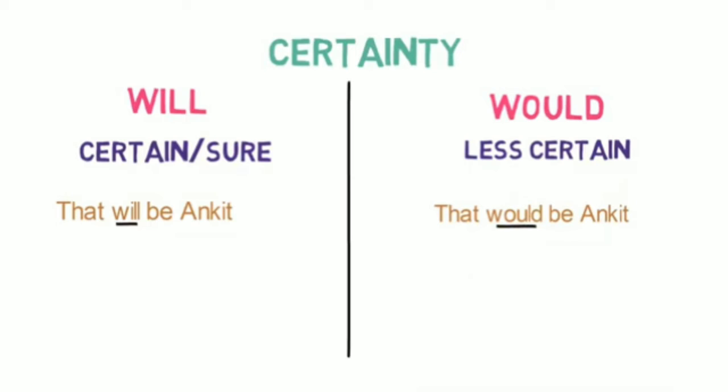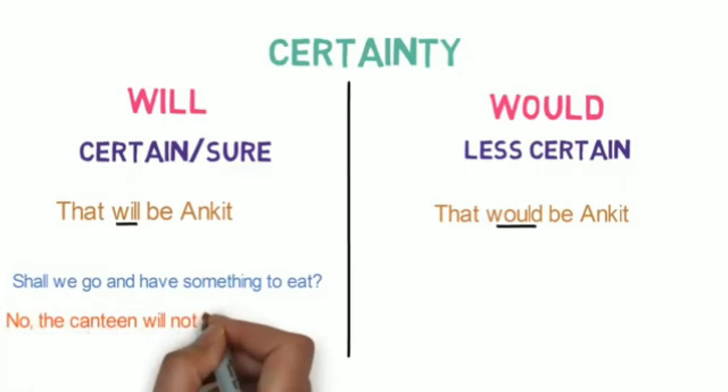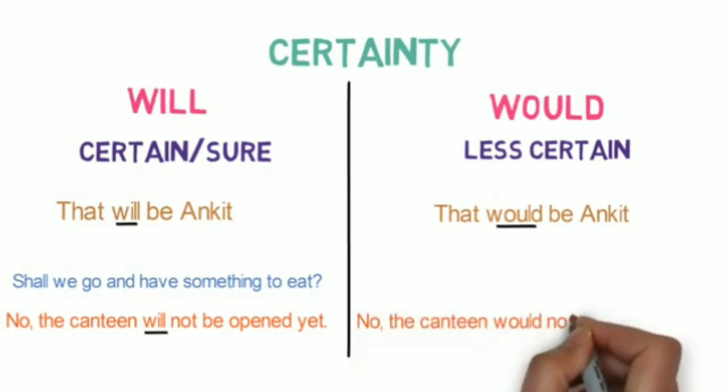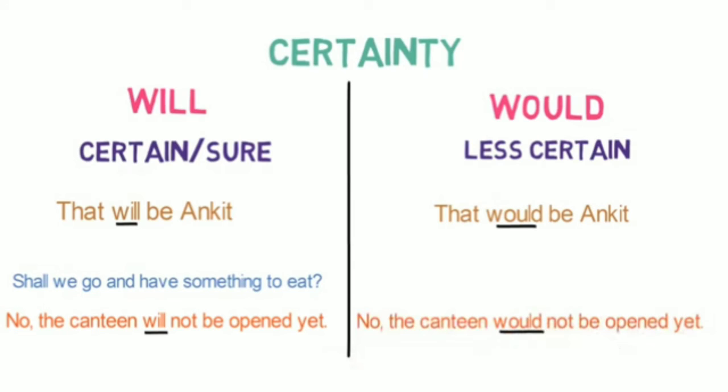Let's look into one more example of it. Shall we go and have something to eat? If we are certain that the canteen won't be open, what will we say? No, the canteen will not be opened yet. And if we are not sure or less certain about it, what will we say? No, the canteen would not be opened yet. So, will or would are used on the basis of the certainty of any event.